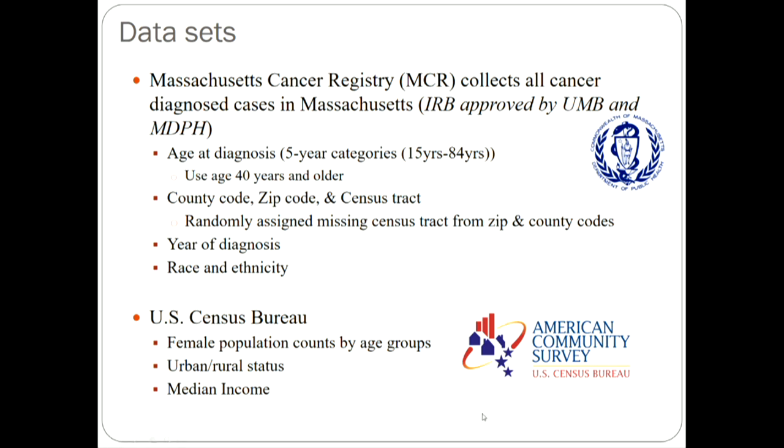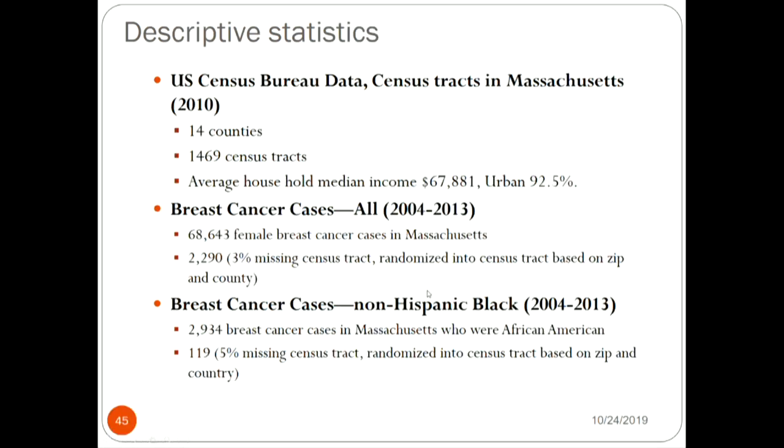Now, since we need to control for the population by age, we need another data set from the census data, by county code and census tract. The two data sets are merged by county and census tract in order to get information on the female population by age group. We also need additional information, for example median income and urban and rural status, to control for that.